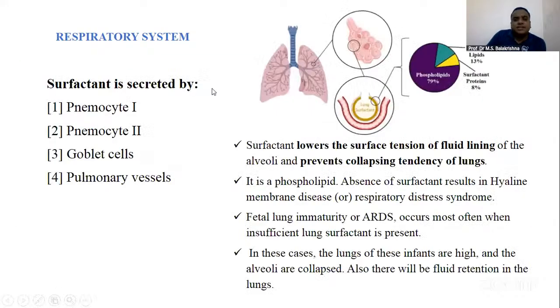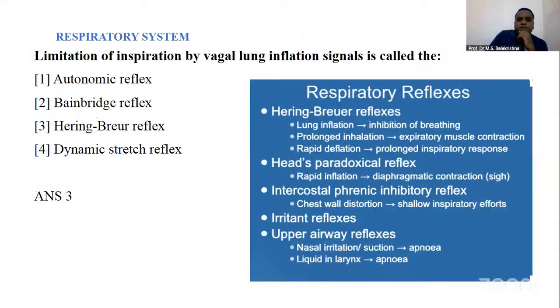Next: surfactant is secreted by, so just now we have discussed that. This is type 2 cells. The explanation I have already told. If surfactant is not there, respiratory distress syndrome will happen.